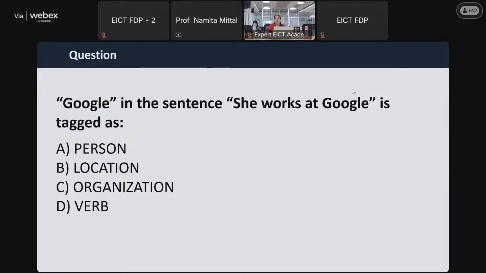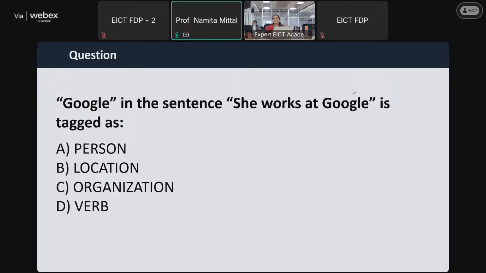So now look at the question. Yes, quiz, it's quiz time. You're right, Prasad. So Google, in the sentence "She works at Google," is tagged as Google. How do you tag it? Is it a person? Is it a location? Is it an organization or a verb? Please answer.